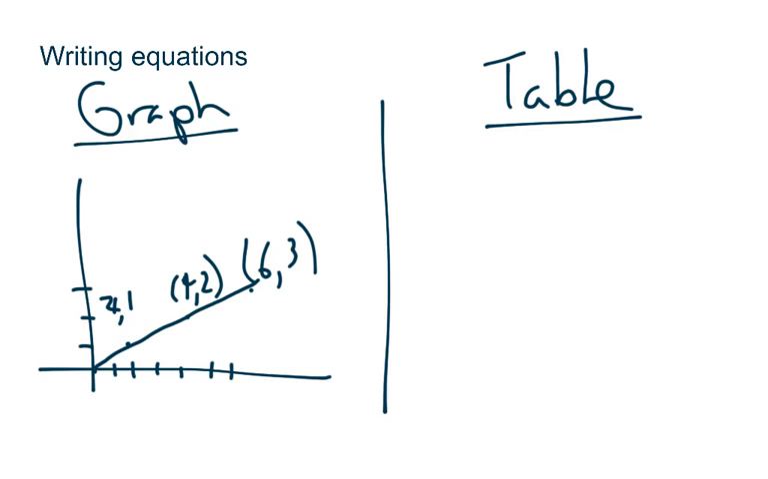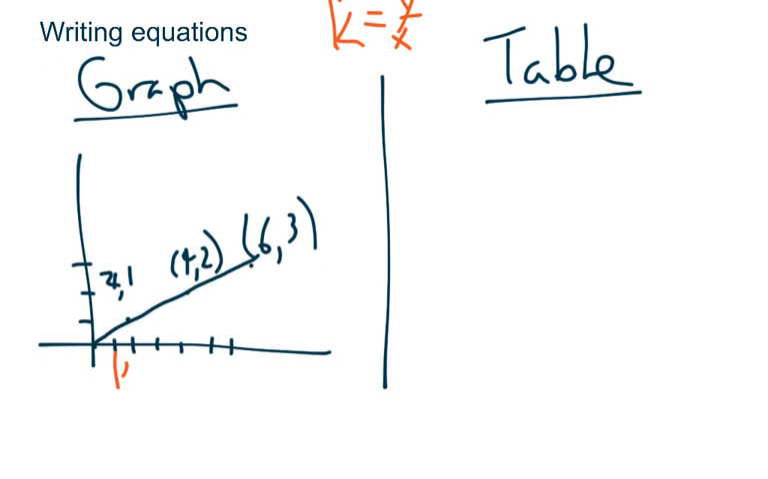So first you have to find k. Well, k equals y over x. And so for the graph, k equals 1 over 2, and you'd get the same thing if you did 3 over 6, 2 over 4. So the final step is to write the equation, y equals 1/2 x. And there it is.